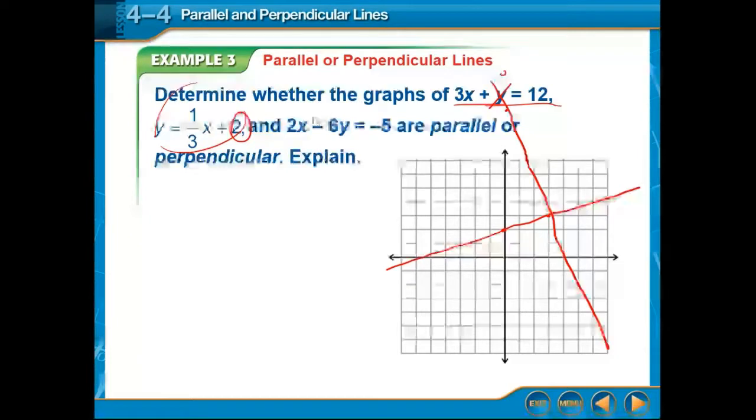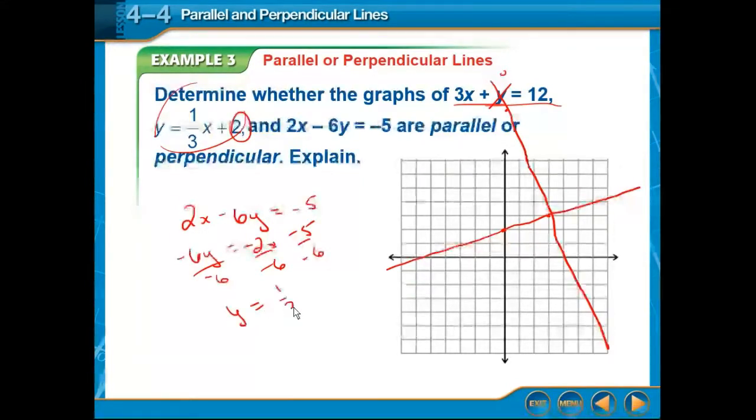And this one, if I graph this, let's do 2x minus 6y equals -5. Let's put it in slope-intercept form. So if I do -6y equals -2x minus 5, divide by -6 to everything, and I get y equals 1/3 x plus 5 over 6. So starting at 5 over 6, it's a little less than 1.